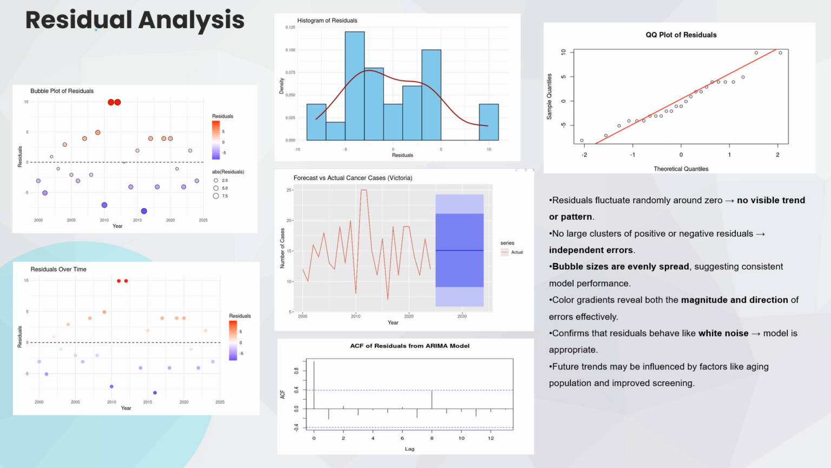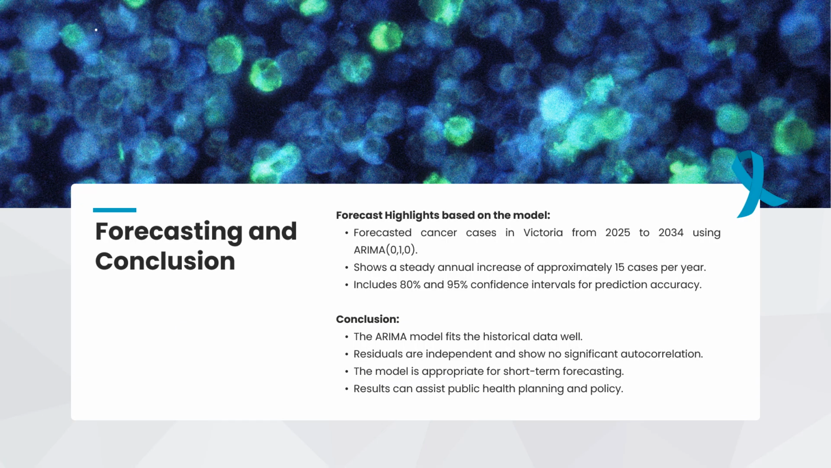Let's move on to the last slide, which is forecasting and conclusion. In conclusion, we found that cancer cases in Victoria have shown a consistent upward trend from 2000 to 2024. The ARIMA model with a drift was the most suitable model that we chose, and it forecasts a continued linear increase in future cases. This analysis can help inform healthcare planning and resource allocation.